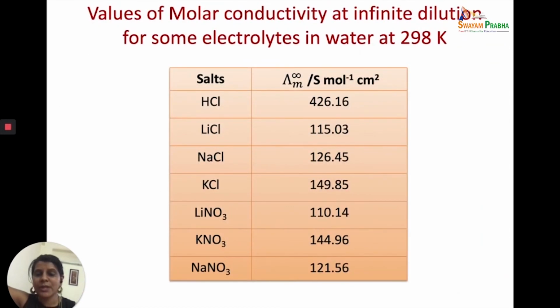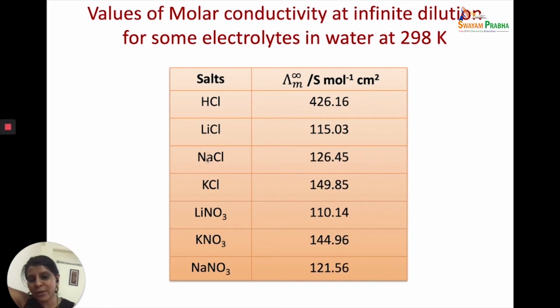Now let's look at the values of molar conductivity at infinite dilution for some of the electrolytes in water at 298 Kelvin. These are the values. Just see the values. The values are near to each other. Sodium nitrate 121, potassium nitrate 144, lithium nitrate 110, KCl 149, NaCl 126, LiCl 115, whereas for hydrochloric acid, HCl, it is 426. This value is very, very high as compared to the other values.